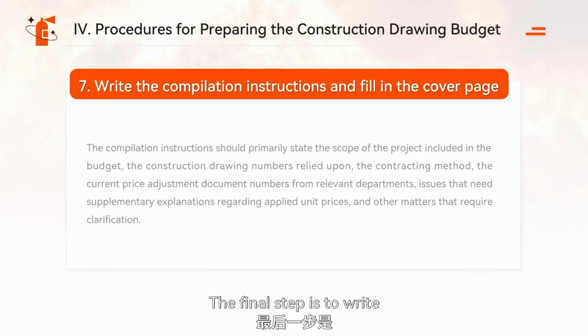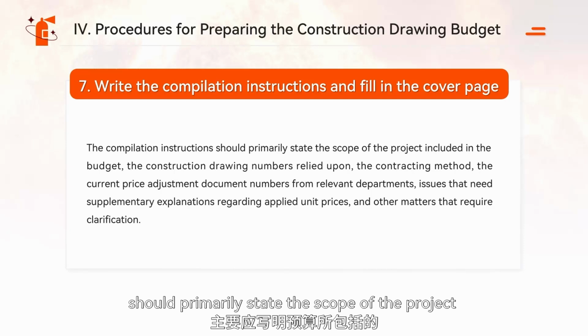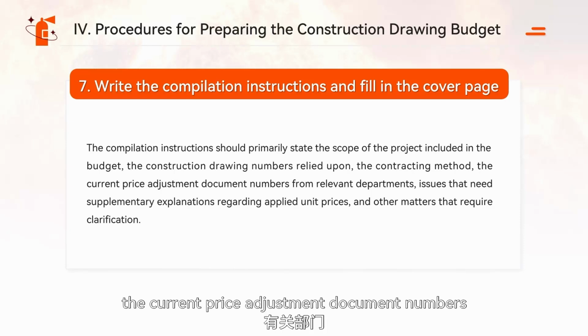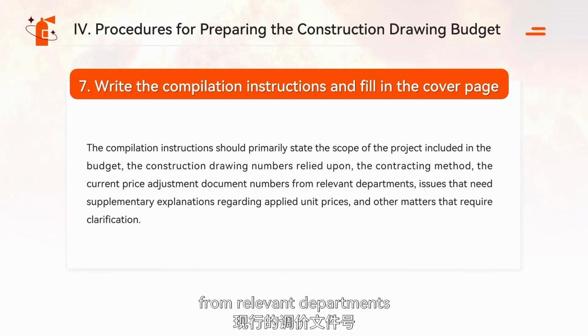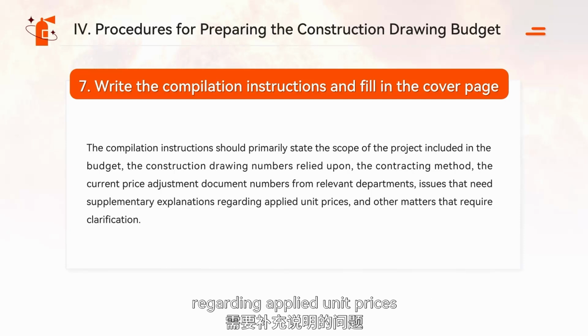The final step is to write the compilation instructions and fill in the cover page. The compilation instructions should primarily state the scope of the project included in the budget, the construction drawing numbers relied upon, the contracting method, the current price adjustment document numbers from relevant departments, issues that need supplementary explanations regarding applied unit prices, and other matters that require clarification.